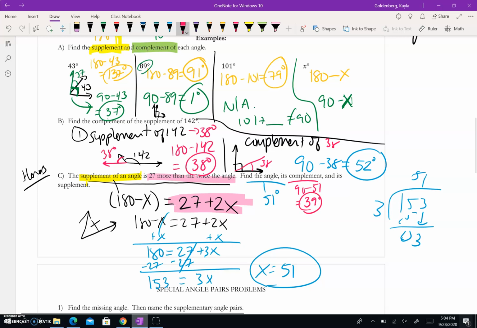And the supplement, remember we said that's 180 minus the 51, which is going to be 129 degrees. And to double check, right, that original statement should be true. The supplement of the angle is 27 more than twice the angle. So if you want to double check, you could plug in your x into this equation just as a double check. Okay, so that is it for video 1. The second video is going to take you on some practice problems where we do some algebra built into our special angle pairs.